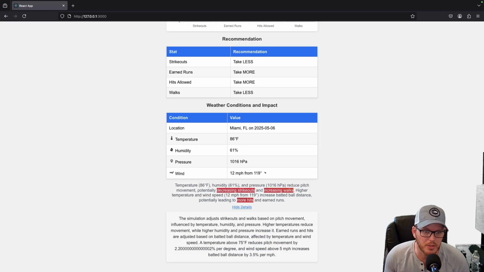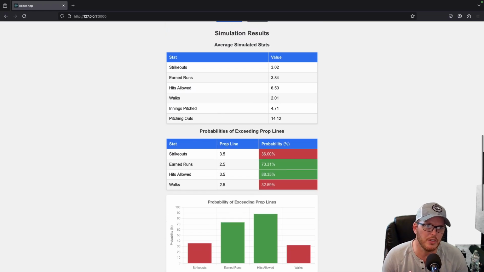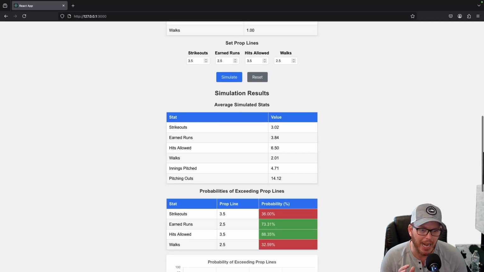And you can see here, if I show the details, I don't want to give it all away. Simulation adjusts strikeouts and walks based on pitch movement influenced by temperature, humidity, and pressure. Higher temperature reduces movement, while higher humidity and pressure increase it. Earned runs and hits are adjusted based on batted ball distance, affected by temperature and wind speed. A temperature above 75 degrees reduces pitch movement by 2% per degree, and wind speed above 5 miles an hour increases batted ball distance by 3% per mile per hour, okay? All this is running under the hood. You just have to go with it, okay?